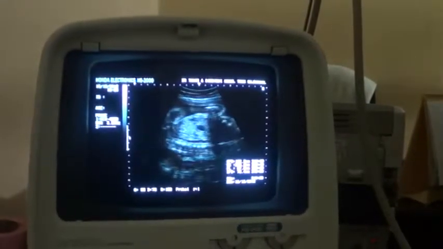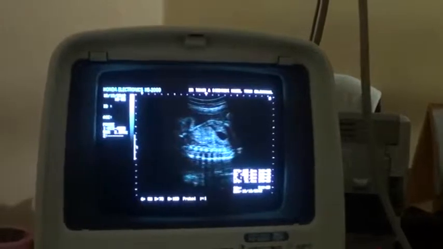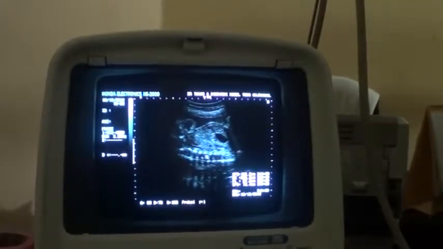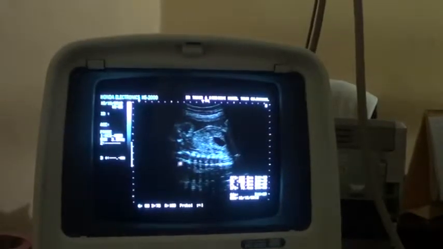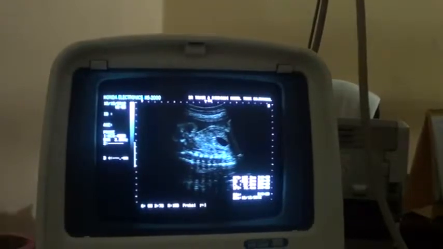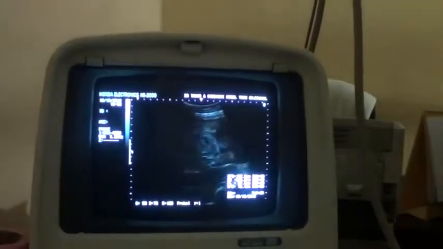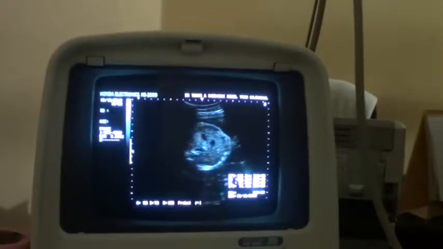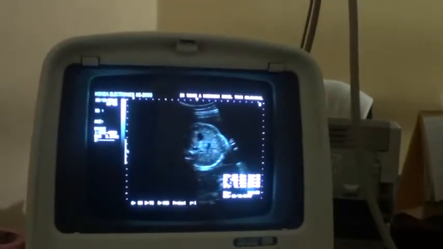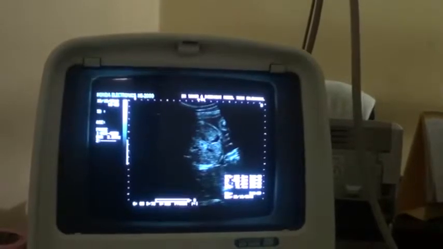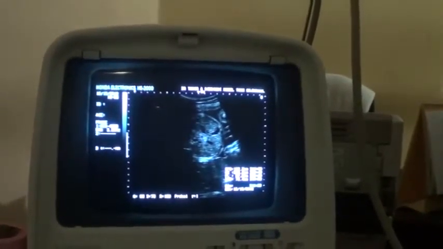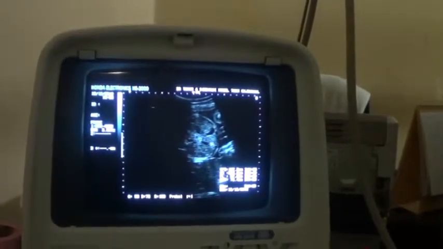And this is the vertebral column. So from cephalic to caudal end, we do not see any outpouching or any anomaly. This is the stomach bubble. This is the fetal abdomen. This is the transverse section of the fetal abdomen. This is the liver, the gallbladder, the hepatic veins.